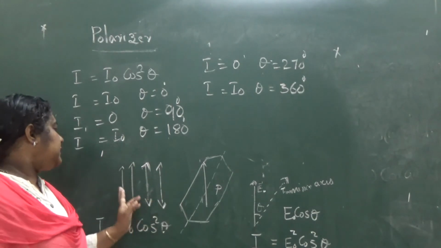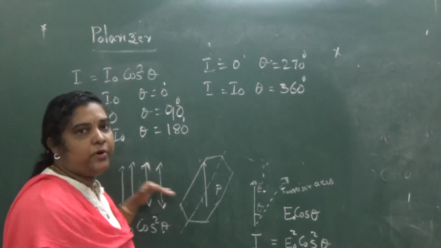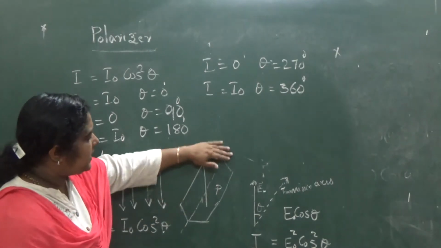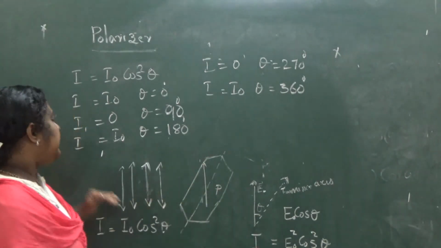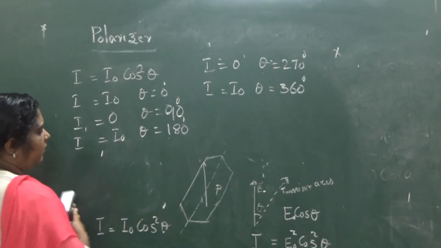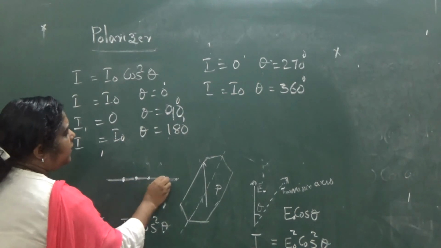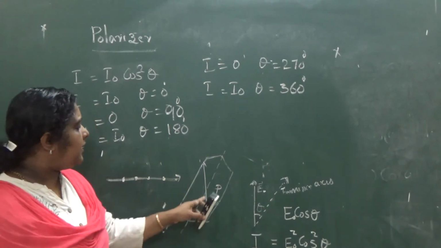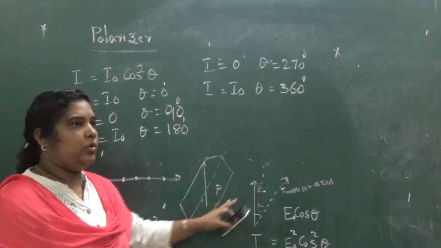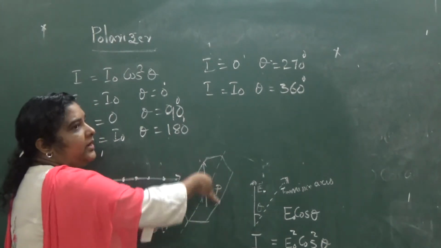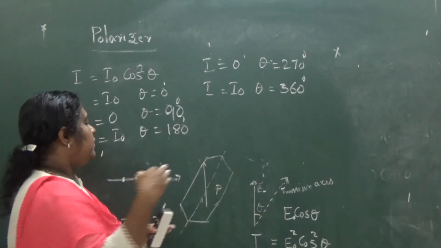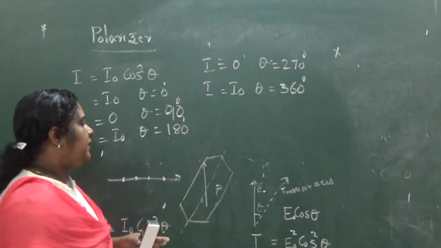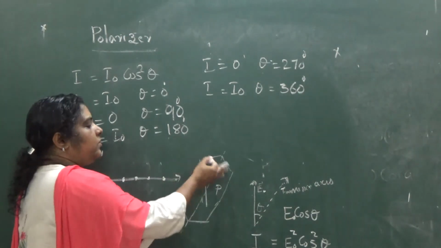But remember, that is only for polarized light. When you pass polarized light, suppose our transmission axis lies in this plane, and if you rotate the transmission axis in this plane, the vibration is along the perpendicular direction, so it is always perpendicular to the transmission axis, and you won't get any light.